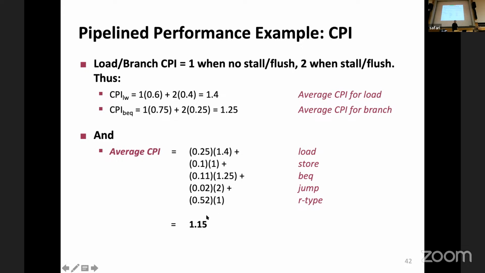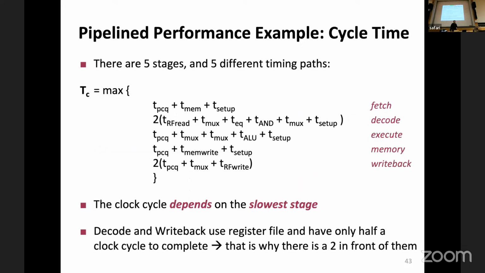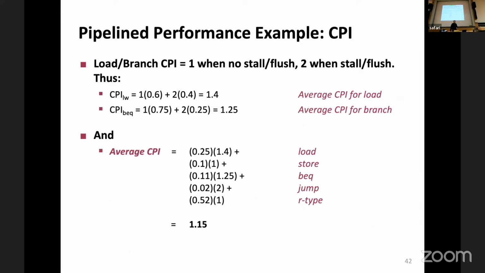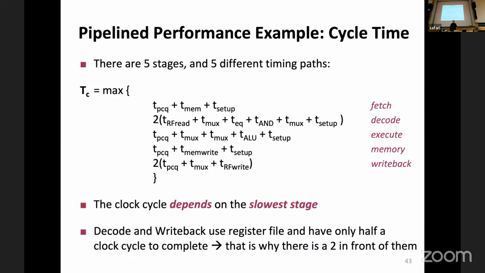So in the end, your CPI is 1.15 in this example, which is not a very bad thing, because ideally the CPI for a pipeline processor is 1. But here also, we are close to 1. So 1.15 is not a bad thing at all. But unfortunately, this is just the CPI calculation. As I said, this is not only about CPI. You also need to be careful about the critical path latency.